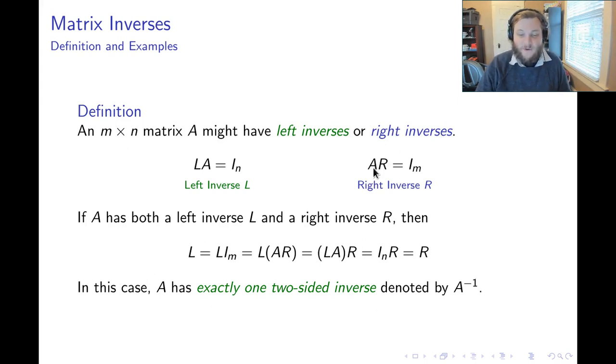Your matrix A might also have right inverses. This means that you could take your matrix A and multiply on the right by some matrix R and produce the m by m identity matrix. In this case, you would call R a right inverse.